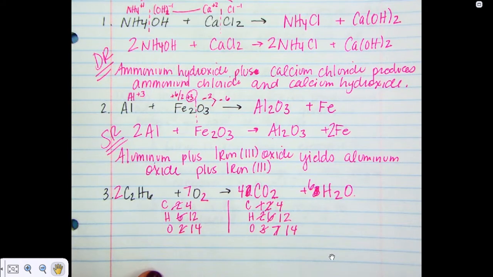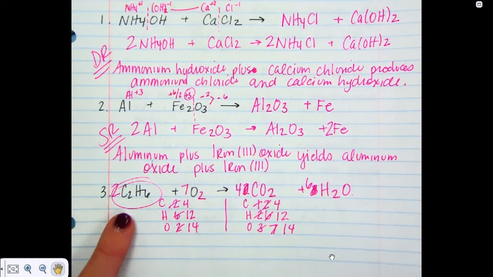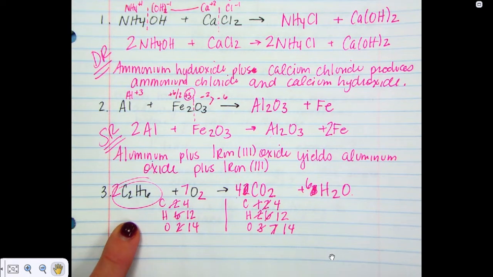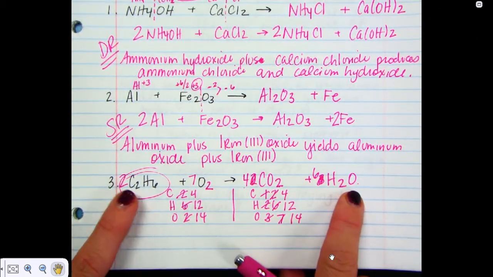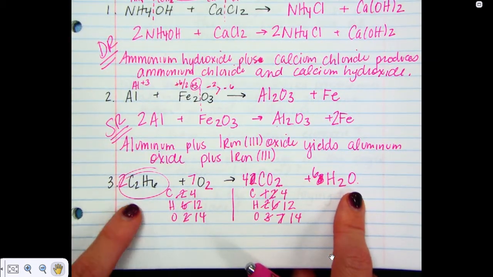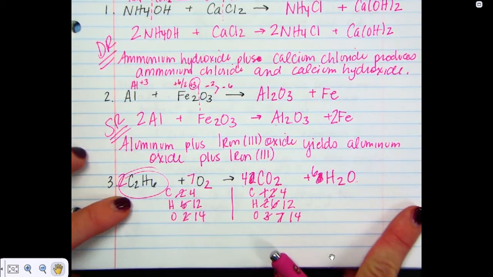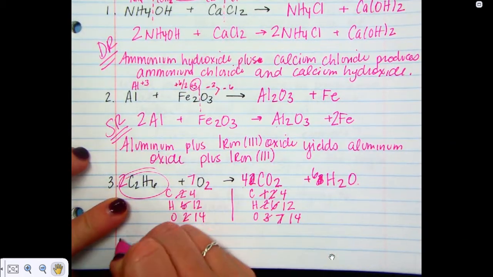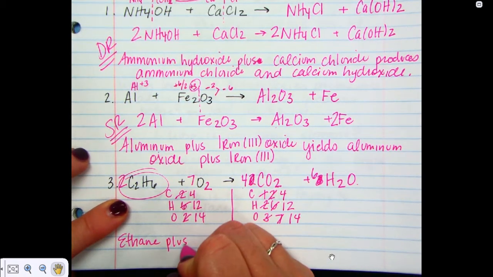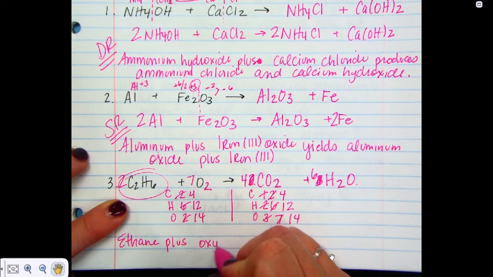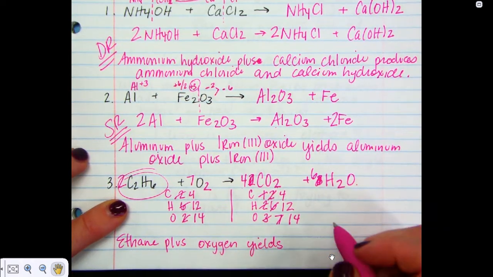Okay. In terms of the naming here, I'm going to have to give you what these organics are. I don't expect you to know them. I do expect you to know the rest of this because we've done it. But I am going to have to give this to you. So for any of the ones where you have a combustion, you'll be provided a list of the organic compounds. C2H6 is ethane. So this is ethane plus oxygen yields, produces, makes, forms, whichever verb you like.